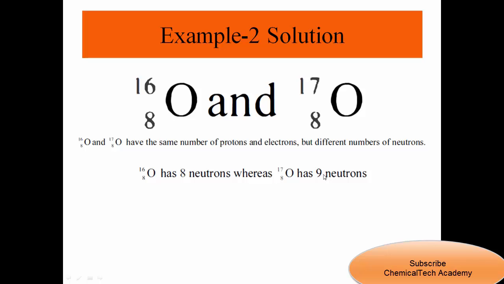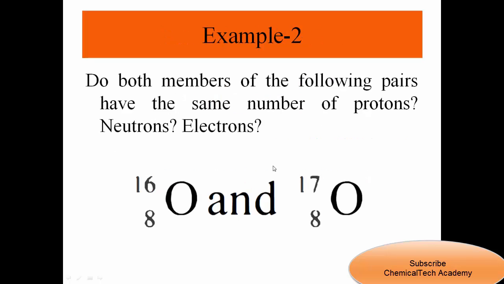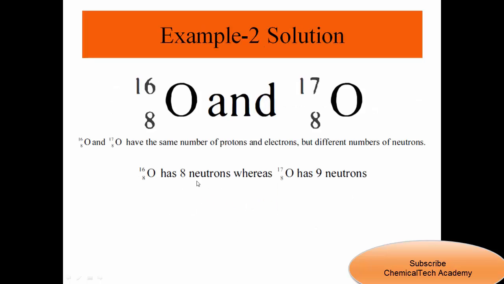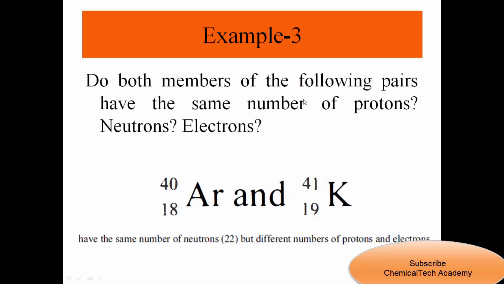Next example. Do both members of the following pairs have the same number of protons, neutrons, or electrons? Here we have two isotopes. Oxygen, atomic number is 8, and two isotopes, atomic mass is 16 for one and 17 for the other. So they have the same number of protons and electrons, but different numbers of neutrons. The first one has 16 minus 8, which is going to be 8 neutrons, and this one 17 minus 8 is going to give us 9 neutrons.